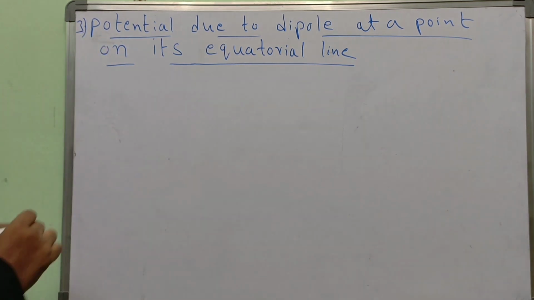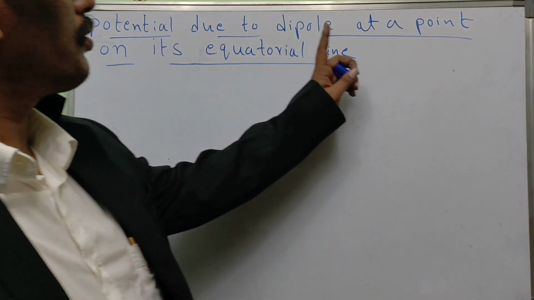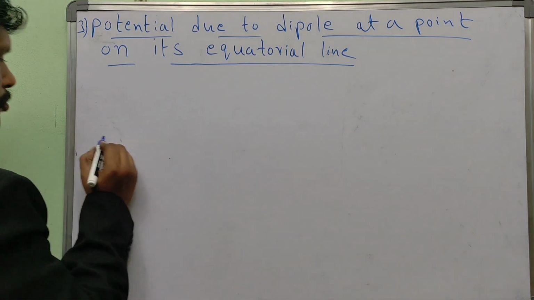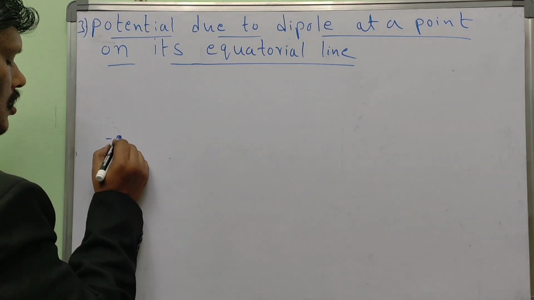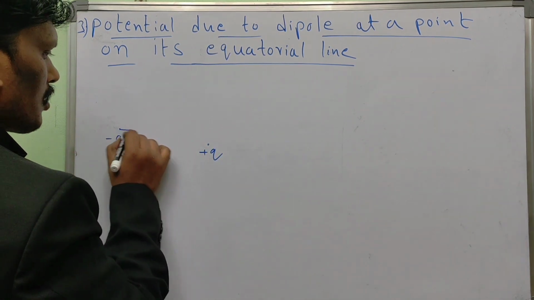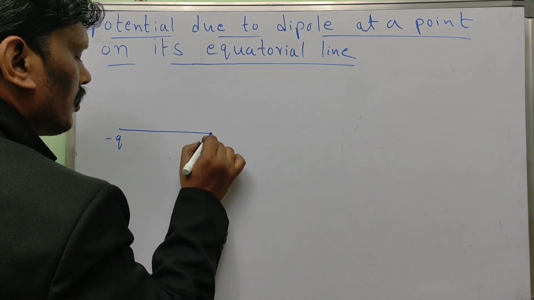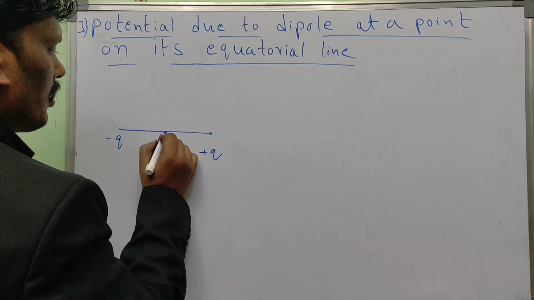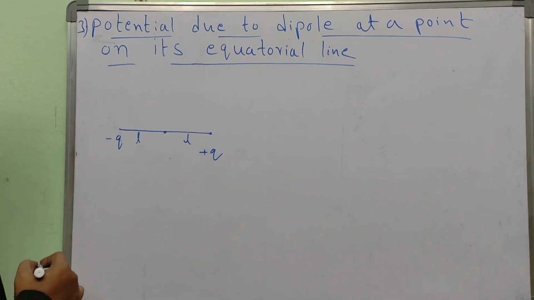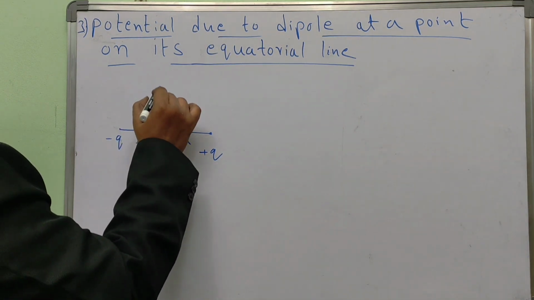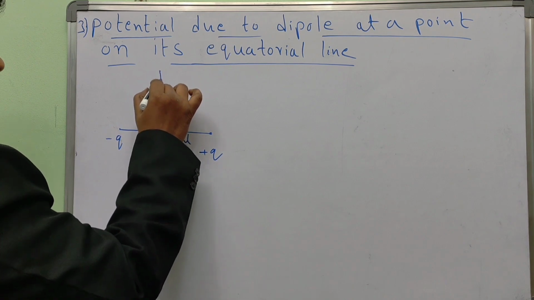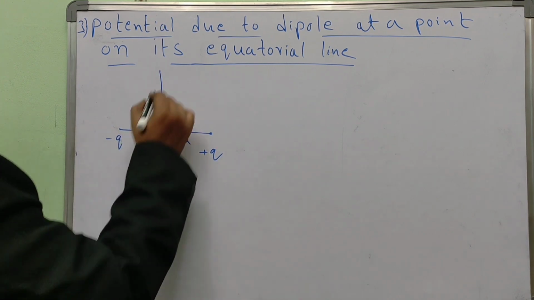So third derivation: potential due to dipole at a point on its equatorial line. And students, I am going to consider this is the negative charge, this is the positive charge, which are separated by a distance 2L. From center to this distance is L, from center to this distance is L. The equatorial line means a line passing through the center and perpendicular to the axis of the dipole. Then this is the equatorial line.